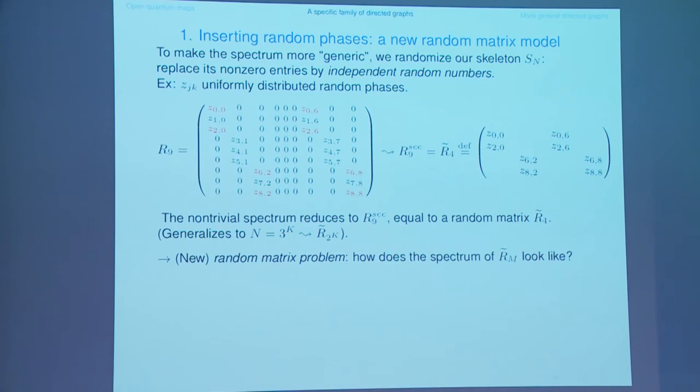So the question is, if we want to understand more the distribution of the non-trivial spectrum, we have to understand the distribution of the spectrum of these types of reduced matrices. So this is, I think, as far as I know, a new random matrix problem.